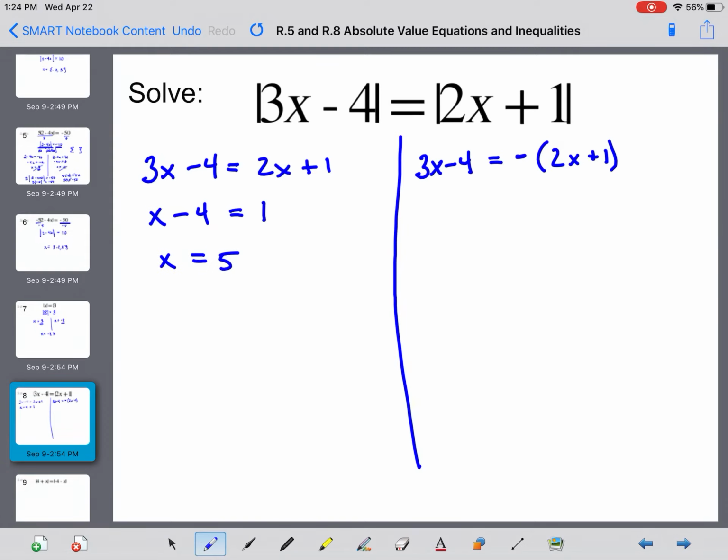And then we can add 4 to both sides. So x equals 5 is one of my solutions. And on this other side, let's distribute our negative sign. So that's going to make that negative 2x minus 1.